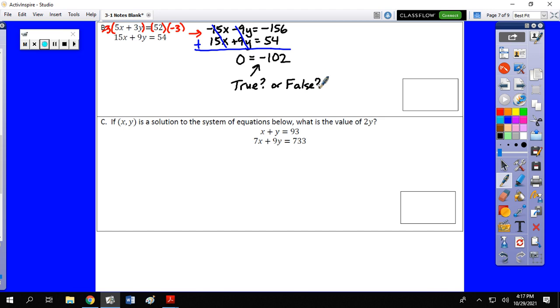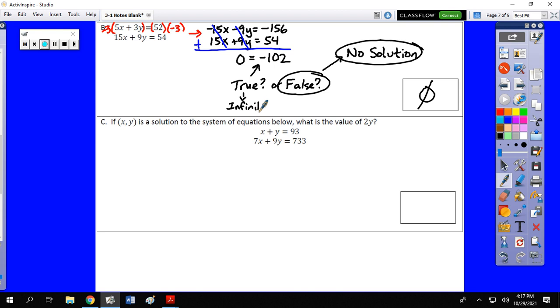Well, 0 is clearly not equal to negative 102. This is a false statement. If the answer is false, then we have no solution, or the empty set symbol. Okay? If it were true, there would be infinitely many solutions.